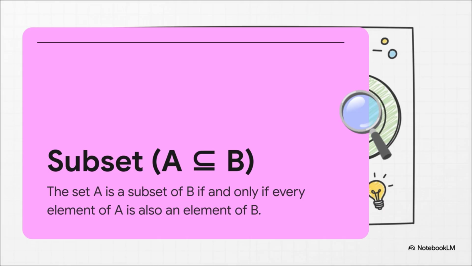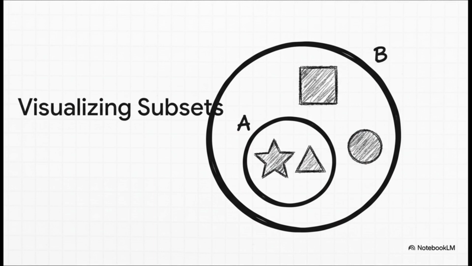For example, if you have the set of odd numbers 1, 3, 5, 7, 9, that's a subset of all positive numbers less than 10, because every one of those odd numbers is also a positive number less than 10. And of course, we can draw this with a Venn diagram. If A is a subset of B, you just draw the circle for A completely inside the circle for B. It's a really clean, intuitive way to see that everything in A is also hanging out in B.